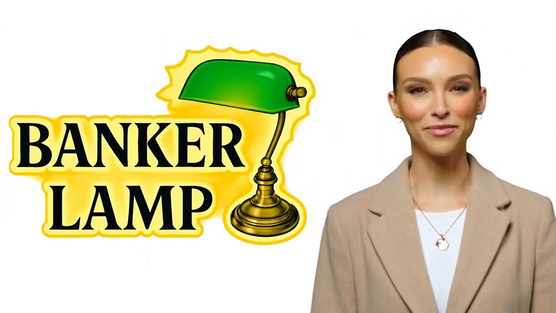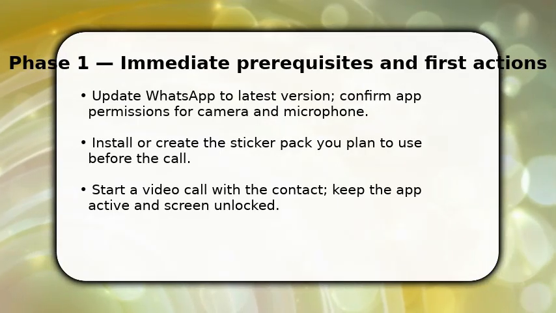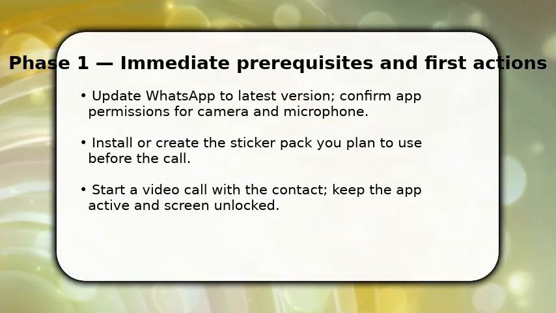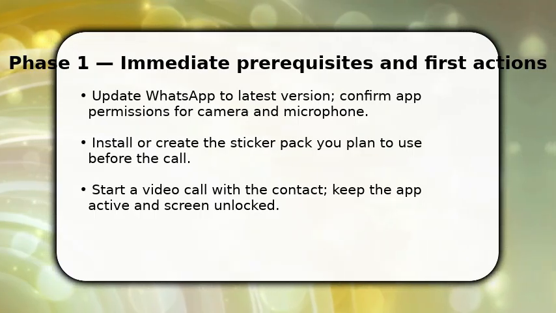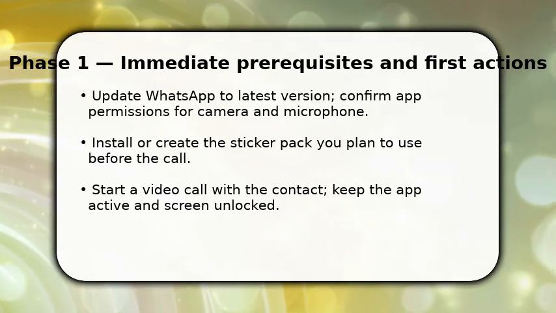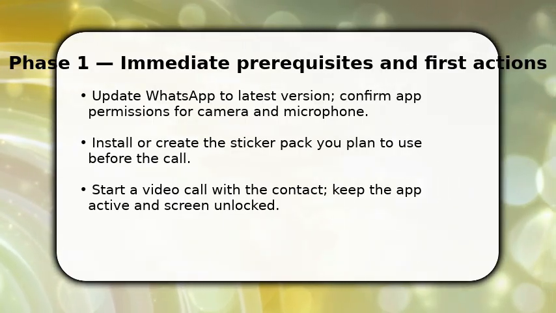Please enjoy the video. You already have WhatsApp updated and stickers installed. Now begin. Start the video call, and while it connects, swipe or tap to reveal on-call controls. Once the call is live, locate the sticker button, usually near chat or reactions, so you can send quickly.